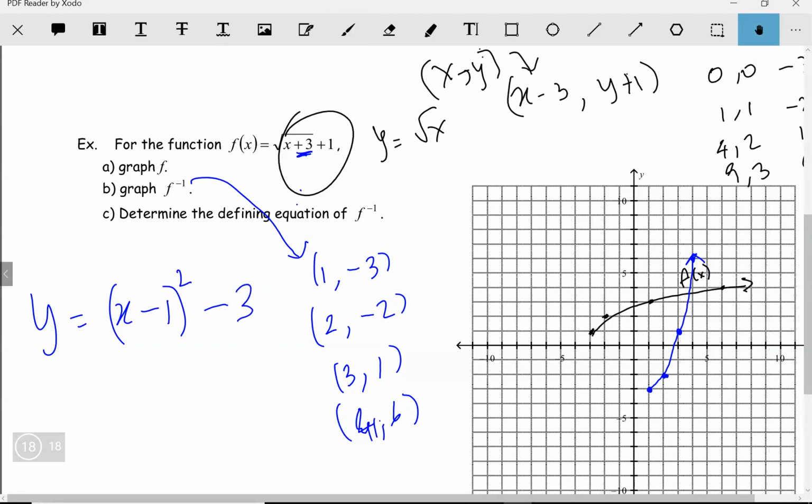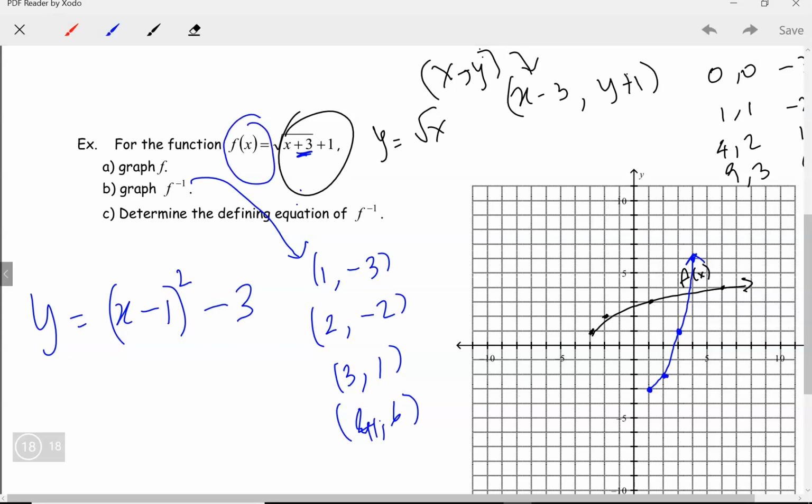And you can kind of see here that if you look at this original function, this was a square root, but it's only half of a square root function because there's no minus, right? So this has been restricted to the upper half of that sideways parabola, and so we will be restricted to the right half of our original parabola because, again, we're doing the inverse the other way.